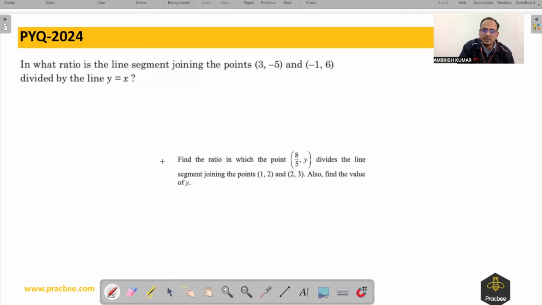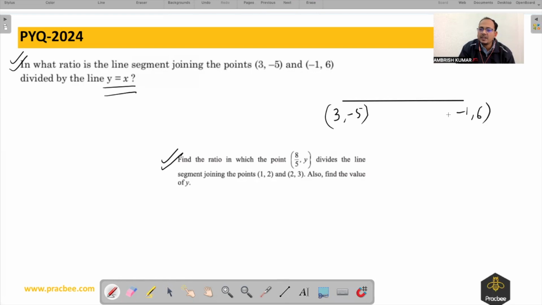This question anyway we have taken on the next page. So first we are going to solve this question. In what ratio the line segment joining 3, negative 5 and negative 1, 6 is divided by the line y equals x? If you are willing to make a figure, just assume that these are the points 3, negative 5 and negative 1, 6. And let us say we have y equals x, which is a line.